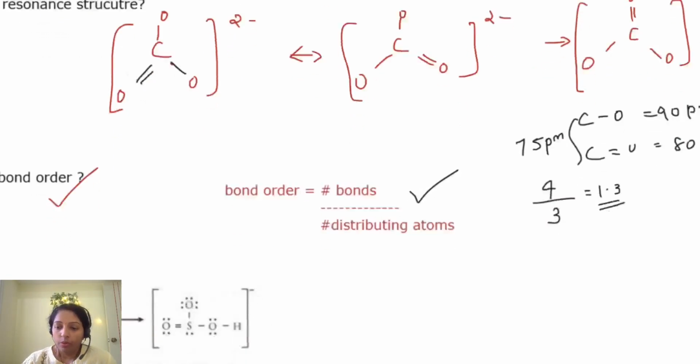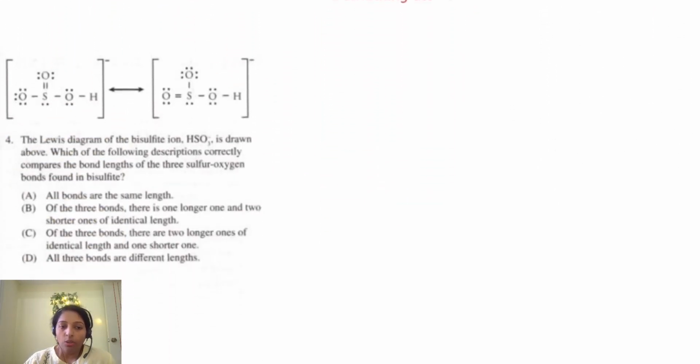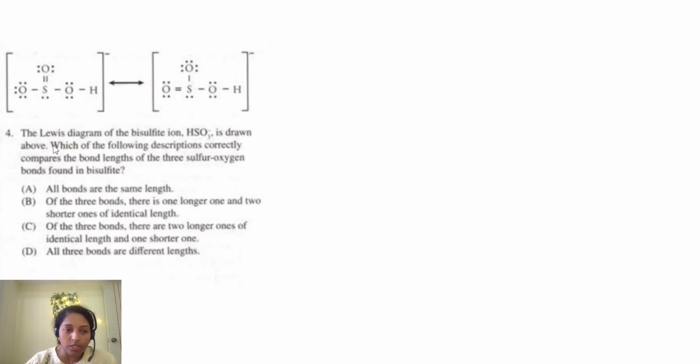Okay. Right. If all the bonds are the same, then what about this question? Here two Lewis diagrams are given and they are telling you to find the correct statement. So the first option itself: all bonds are the same length. I told you that resonance structures have the same bond length, isn't it? So would you choose A?